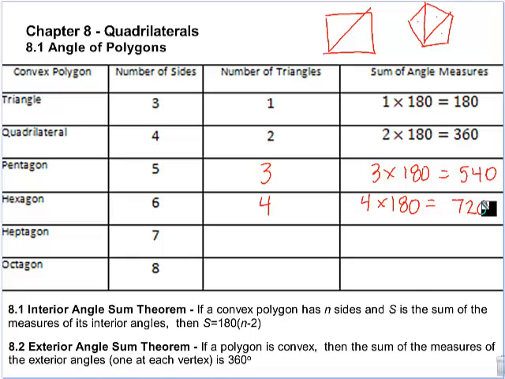In a heptagon, there's 7 sides. So how many triangles? 5. So to get the total degrees, what would we do? Yep, 5 times 180. 900 degrees, yep. Octagon has 8 sides, so how many triangles? 6. So to get the total degrees, we have 6 times 180, which would be what? 1080.